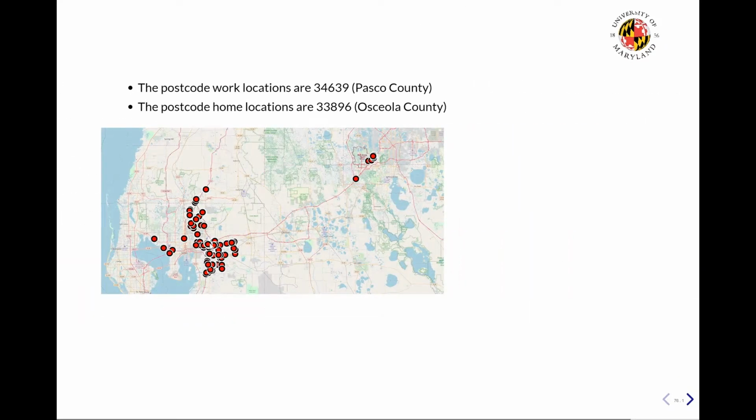Now this is the result that we have based on the points that the user has visited. The Osceola County is located at the top right, and the Pasco County is on the left bottom. The home and work locations look very separated from each other in this visual.